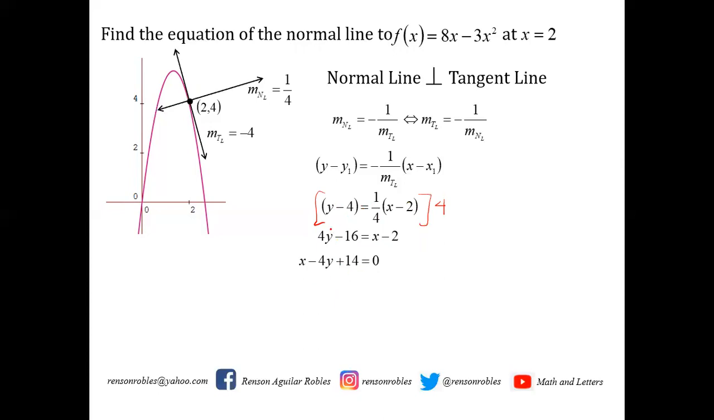So what I did is I moved this to the other side. That gives me x minus 4y. Then negative 16 will become positive 16, added to negative 2 will become positive 14. So this is the equation of the normal line to this curve at x equals 2.